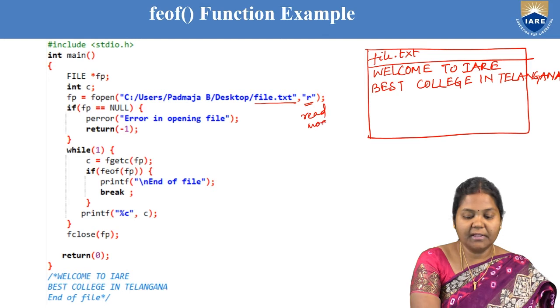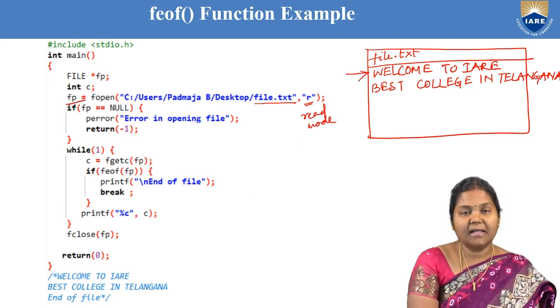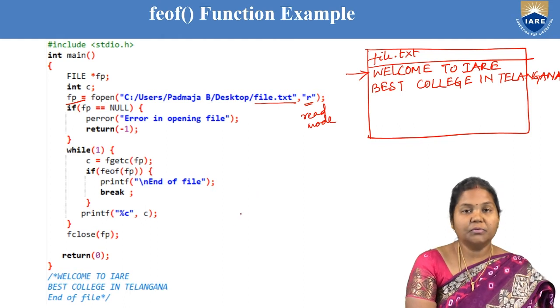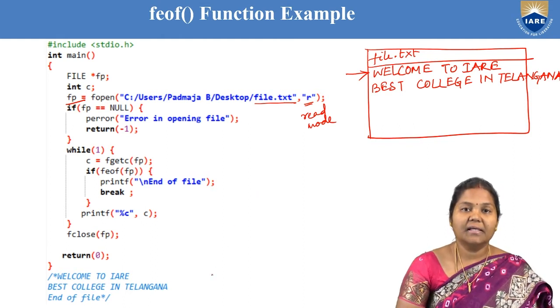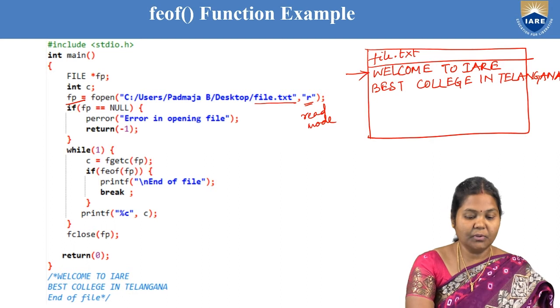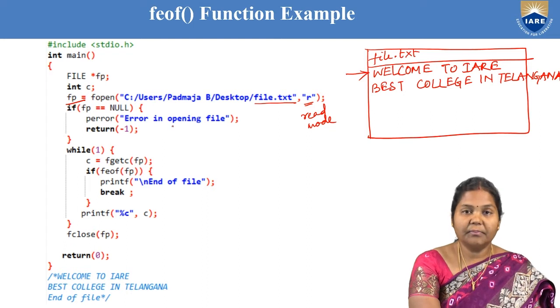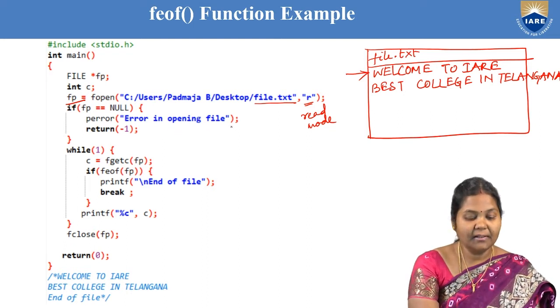After opening, the file pointer will get the starting address of the file. Now you check if the file pointer is equal to null. That means if the address is equal to null, then you say there is an error in opening the file. If there is no error, then the file pointer will return a successful address. So, if fp is equal to null, there is an error in opening the file. Otherwise, the file gets opened successfully.